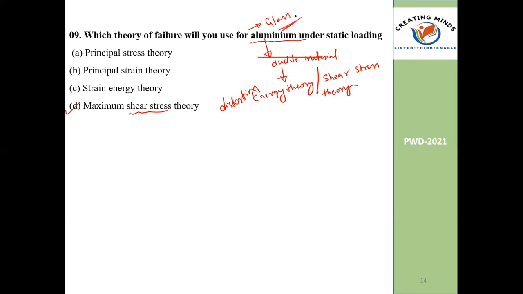In this case, it's brittle in nature. Which option, which theory? Principal stress, option A. Instead of aluminium, they may give mild steel, MS. It is also ductile. So what is the answer? Shear stress, not principal stress. Then ductile, right? Don't confuse. Okay, clear. This concept is very simple.